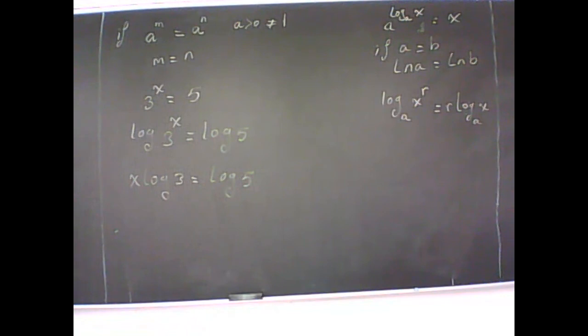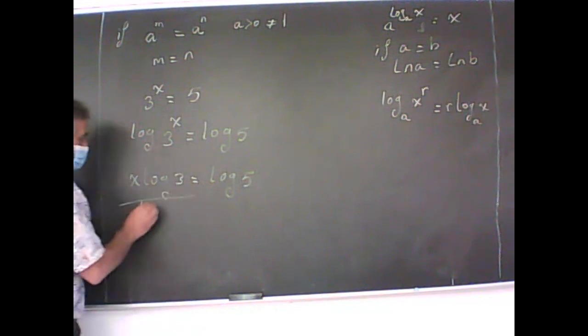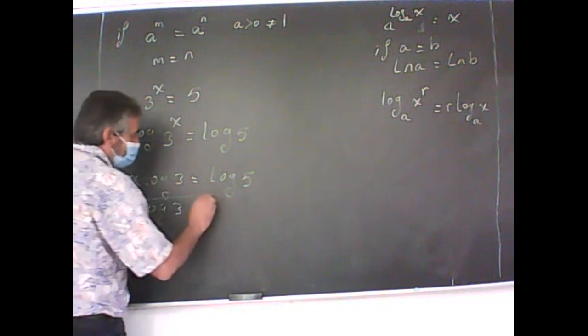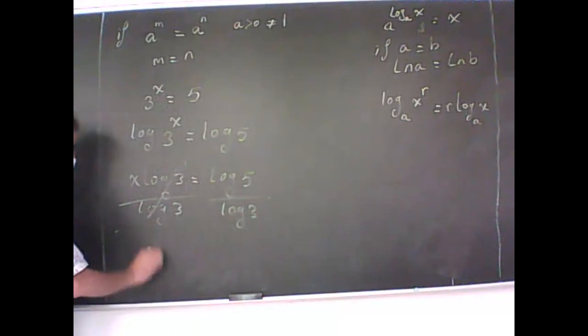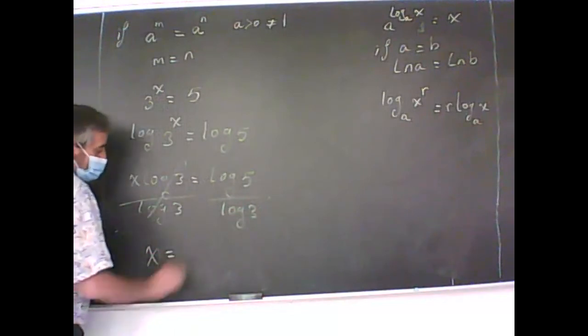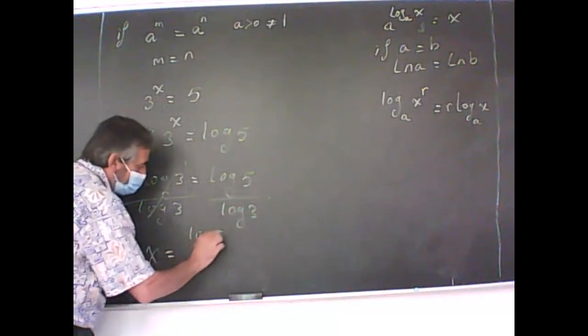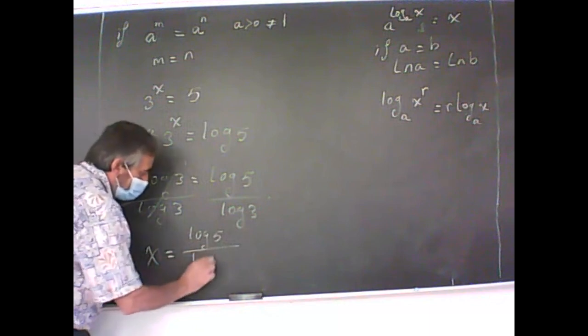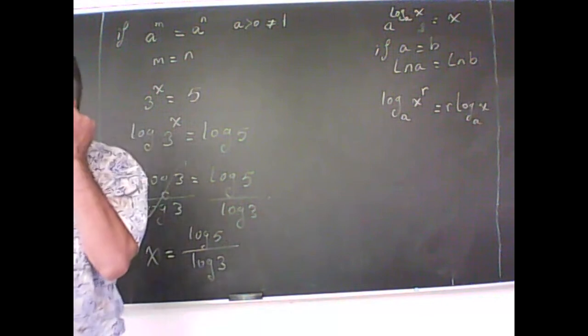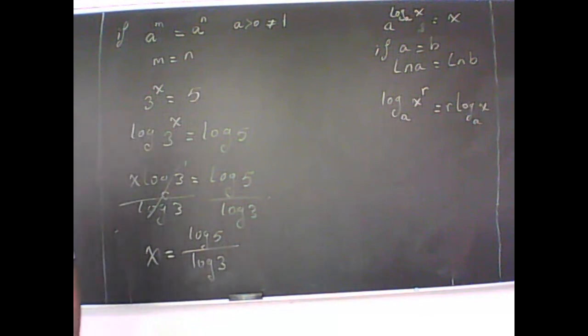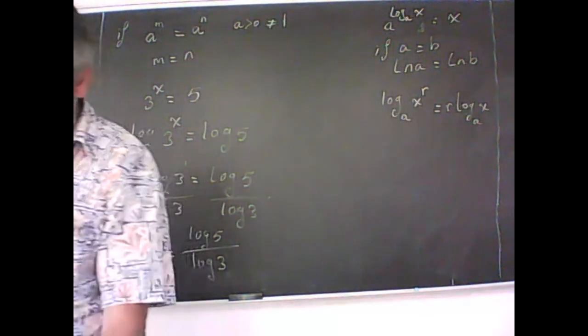And how do I solve for x? Remember, log of 3 is just a number, right? So I can divide by that. Divide by log of 3. So we can say x equals log of 5 divided by log of 3. So that will solve the equation.